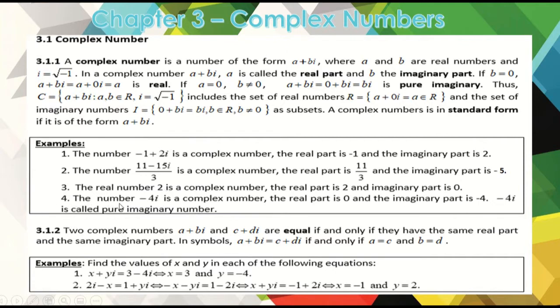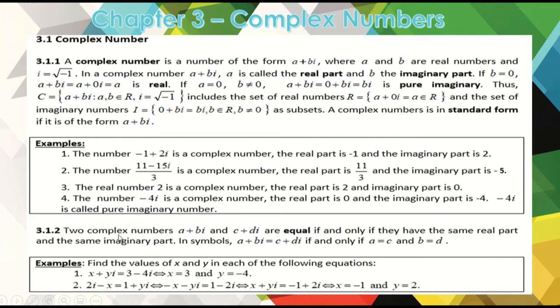Last one, the number negative 4i is a complex number. The real part is 0 and the imaginary part is negative 4. So negative 4i is called here the pure imaginary number. Ang atong real part is 0, so 0 minus 4i na siya. Complex number na siya, so ang 0 real part and the imaginary part is negative 4. And ang tawag niya kay pure imaginary number.